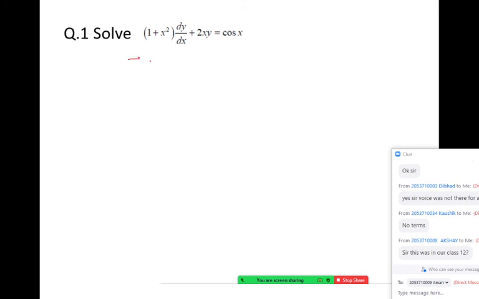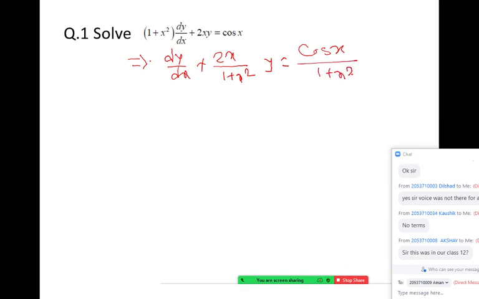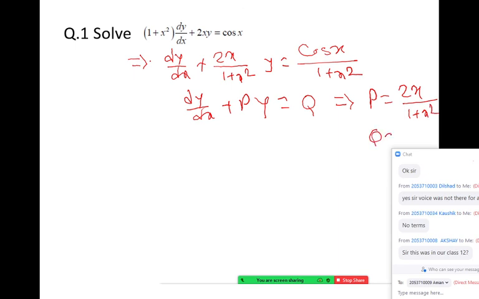So first of all, the given equation can be written as dy by dx plus 2x upon 1 plus x square y is equal to cos x upon 1 plus x square. Now we compare this with dy by dx plus Py equal to Q. So this gives capital P is equal to 2x upon 1 plus x square, and capital Q is equal to cos x upon 1 plus x square.